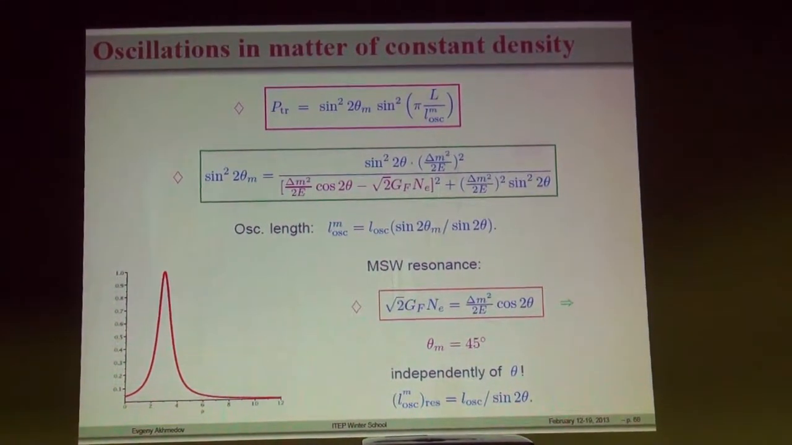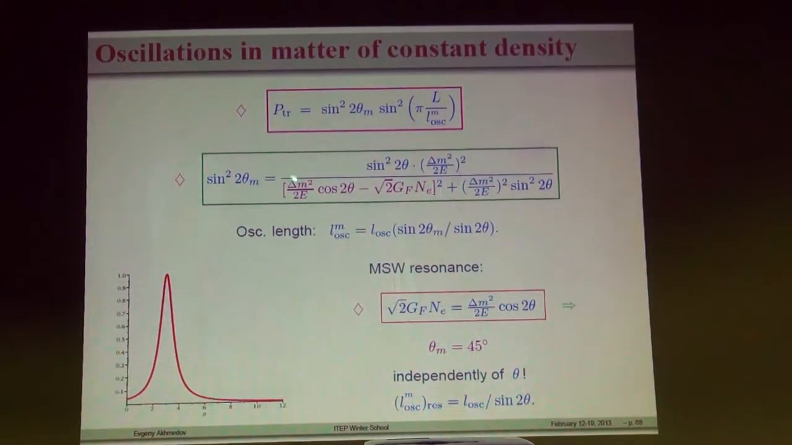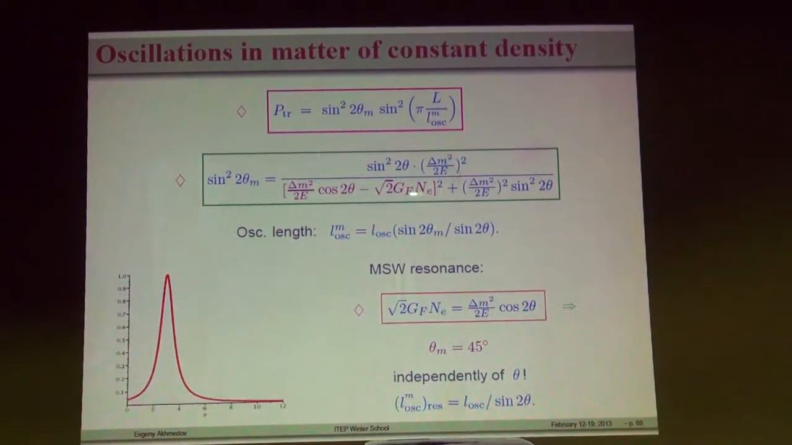Now, we found that if the MSW resonance condition, which is the condition that this term vanishes, is satisfied, then essentially the amplitude of oscillation becomes equal to 1. This corresponds to this point here. And this doesn't depend on how small the vacuum mixing angle is. What does depend on it is the width of this peak. But the value at the resonance doesn't change. And of course, we cannot go to the limit of zero mixing angle in vacuum, because in this case, the oscillation length at resonance becomes infinite, which means that we cannot observe the oscillations.